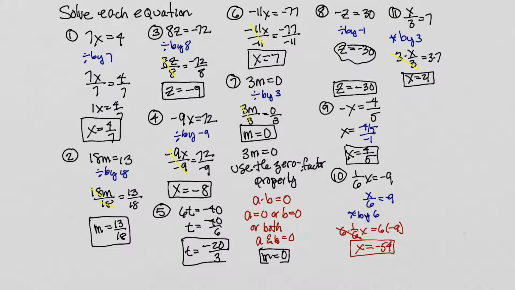Let's just check it. What do you get if you take 21 and go all the way back to the beginning and put it into x? 21 divided by 3, sure enough, is 7. We've got it right.